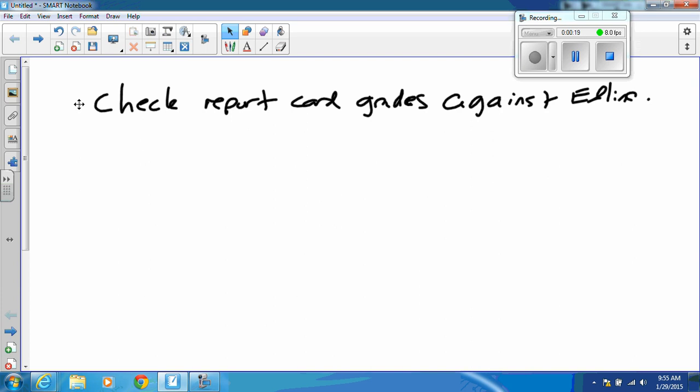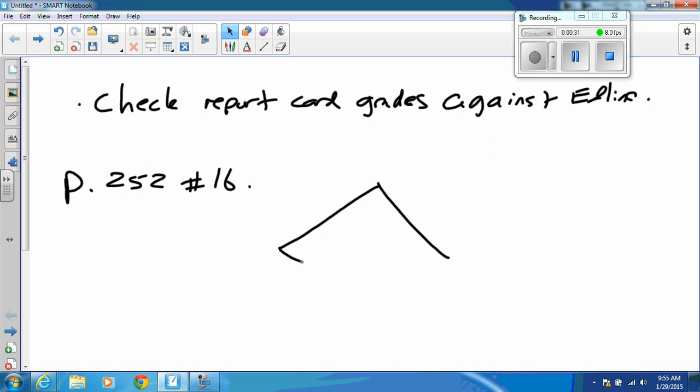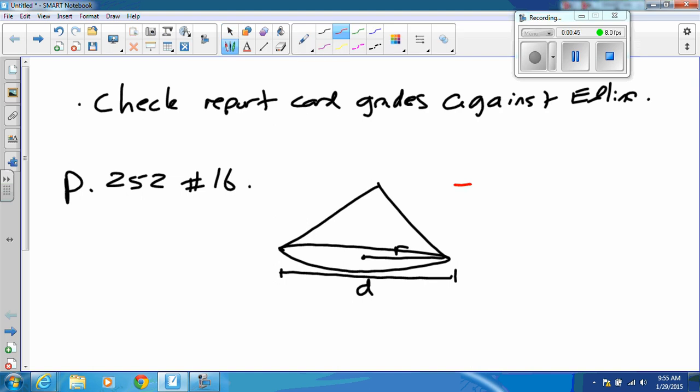And then we are going to go back and take a look at page 252, number 16. Yesterday we had gotten so far as drawing for ourselves a conical pile, like so. If I remember correctly, we had marked a diameter, a radius, and a height.